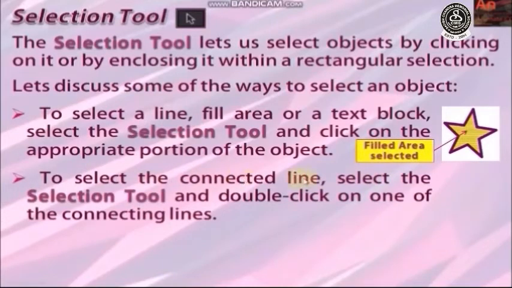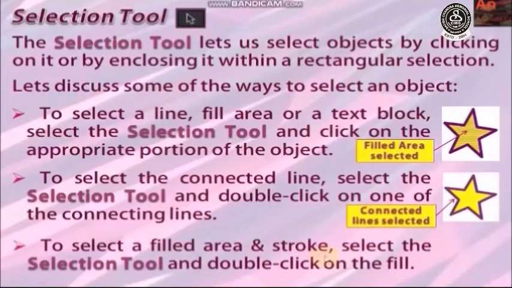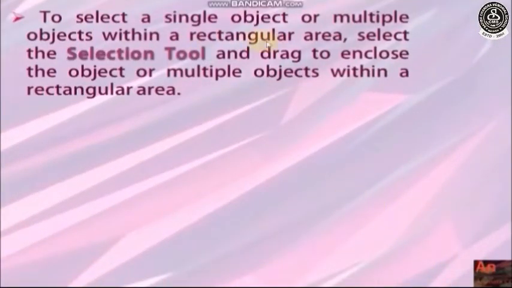To select the connected line, select the selection tool and double click on one of the connected lines. As it is selected. To select a fill area and stroke, select the selection tool and double click on the fill. Like this, both the fill and the stroke areas are selected. To select a single object or multiple objects with a rectangular area, select the selection tool and drag to enclose the object or multiple objects within the rectangular area. So click and drag, you have to create a rectangular marquee to select multiple objects with a rectangular area. Like this.